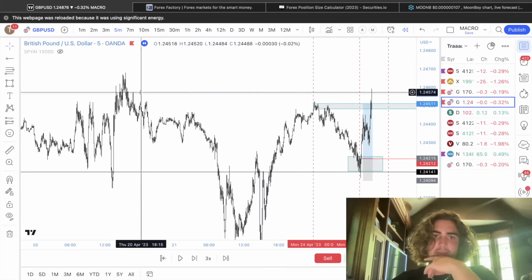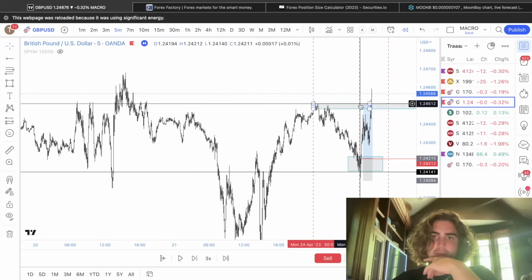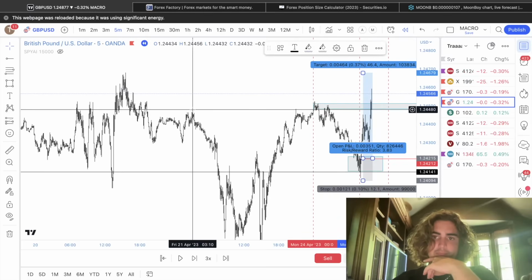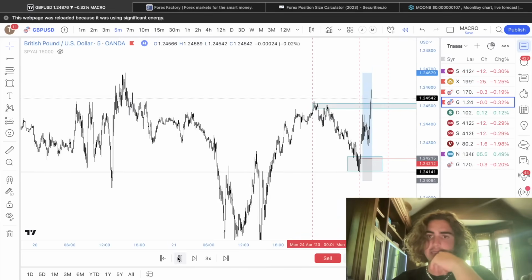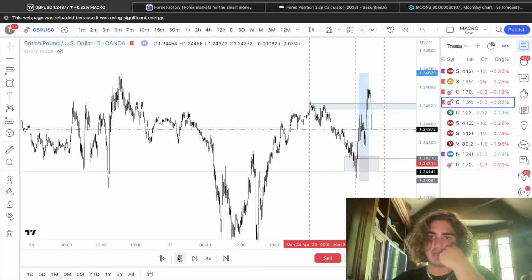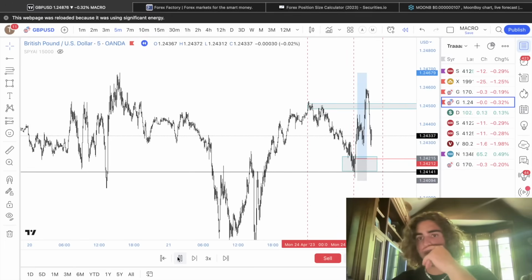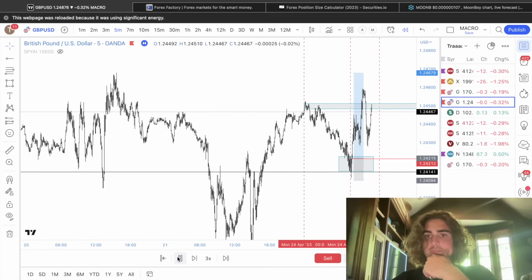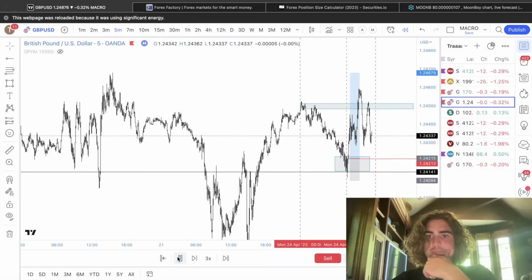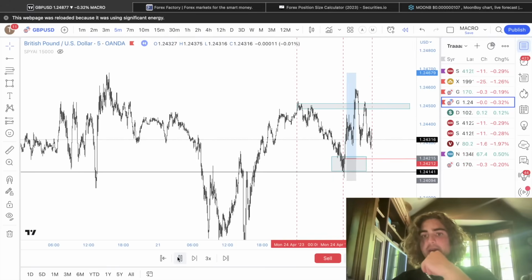Okay, next target could be this high all the way up here. Play that, see if it ends up getting there before the next market close. Probably not. See if we get stopped out at break even.